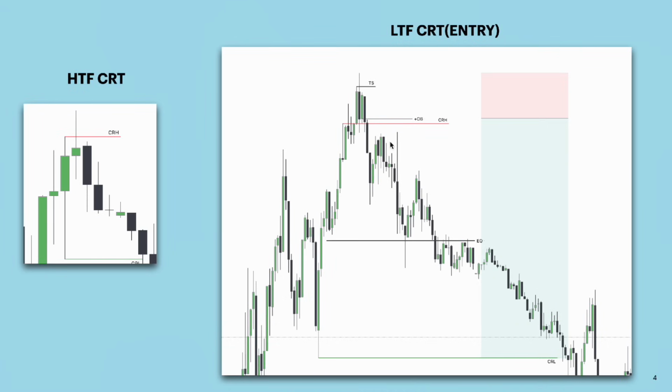As you can see, we hit the EQ and retrace back to FVG and head all the way down to the opposing end of the range. That was a 5.28 RR trade. This is what CRT allowed you.